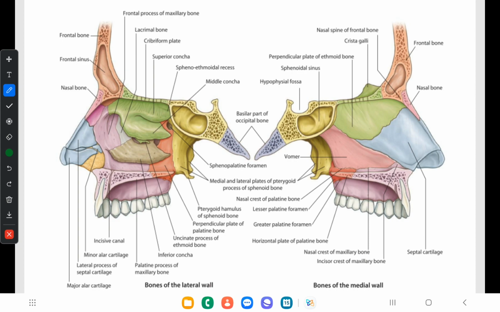So that's all about the anatomy of nasal cavity and the boundaries of the nasal cavity. Hope you guys clearly understood about this anatomy and the blood supply, nerve supply as well. From next video, I will discuss about the paranasal sinuses.